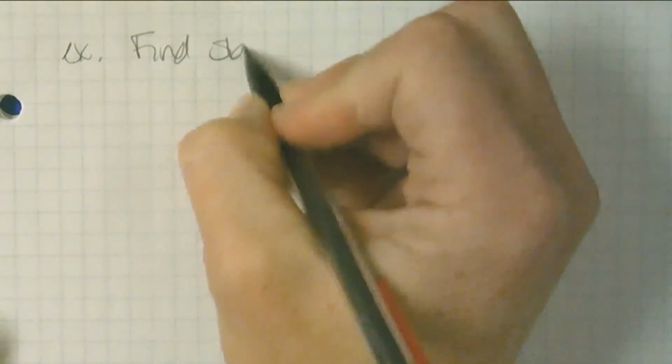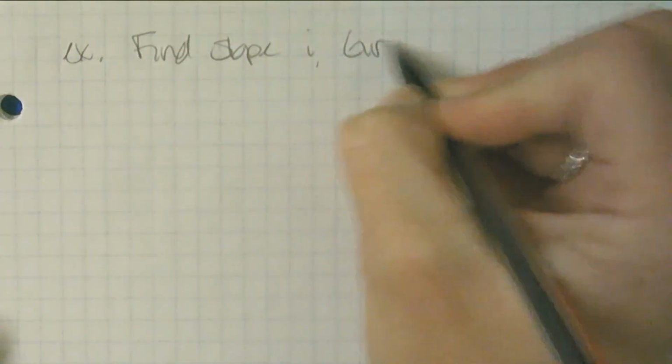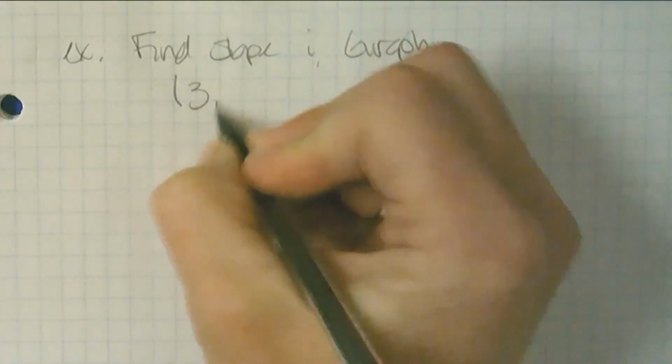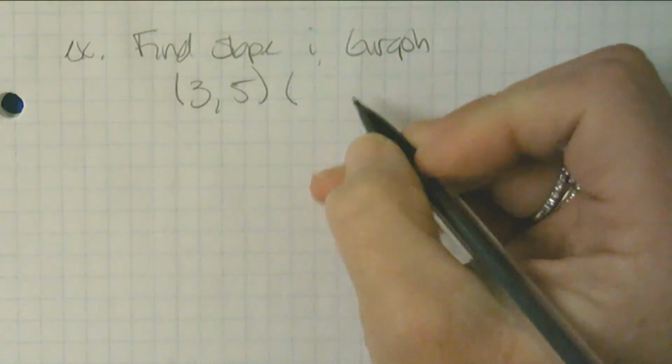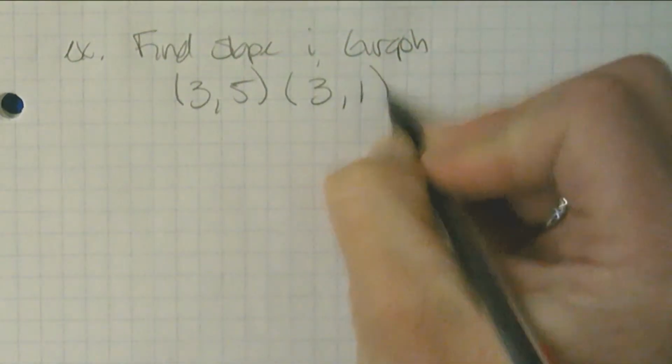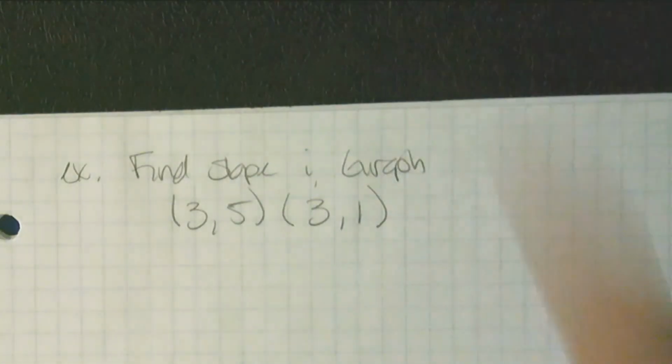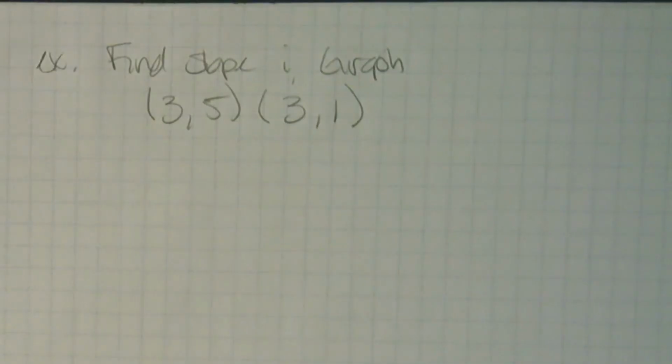Okay, so what I want you guys to do is the same thing you did for those 2 points, but with these points: 3, 5 and 3, 1. So do the same thing you just did with the horizontal line, but for a vertical line. Find the slope and then graph.